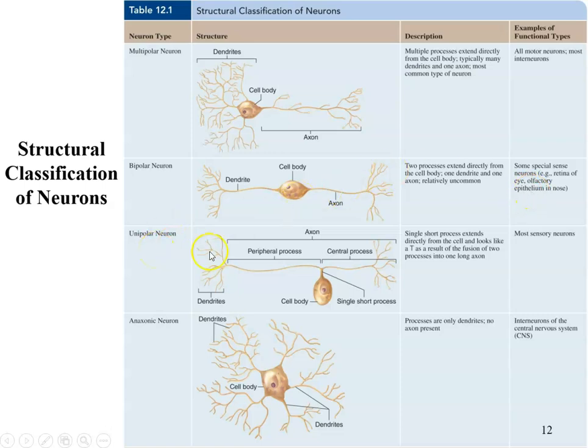These are pretty uncommon. You'll find them in the retina of the eye and the olfactory epithelium in the nose. Then you have a unipolar neuron, and you can see here you have a single short process coming off, and this is all one axon. You'll have the peripheral process of the axon, which is going to split into dendrites, and then you'll have the central process of the axon, which is going to split into synaptic knobs. And then you have an anaxonic neuron here, which is going to contain dendrites, but no axon. These are going to primarily be interneurons of the central nervous system.